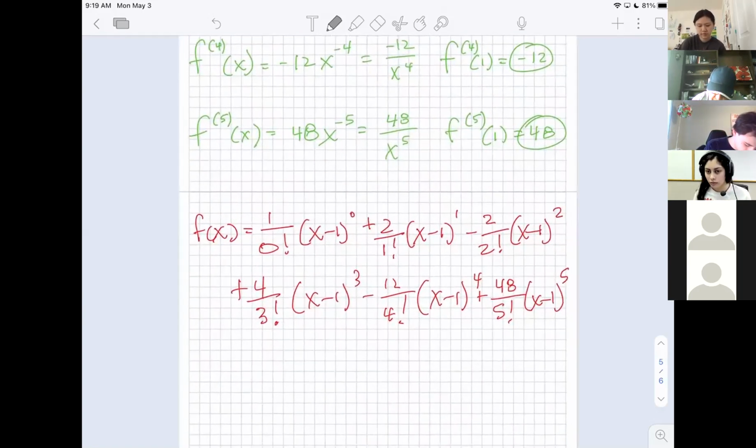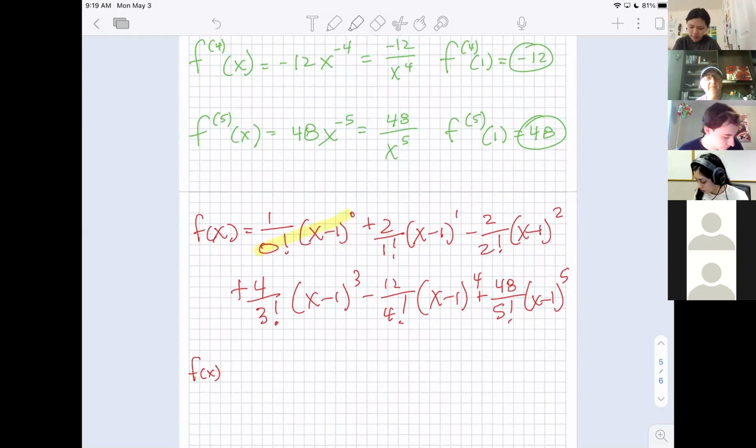And now if I clean this up just so it looks beautiful, what does this whole first term become here? Stare carefully, because it looks like it should be 0, but it's not. x minus 1 to the 0, anything to the 0 is 1. And then 0 factorial is even 1. So you actually have 1 over 1 times 1. So that actually doesn't go away like you might have thought. And then the next term is 2 over 1 factorial. That's just 2, and x minus 1 to the first, you might as well write it like that. And then it's minus 2 over 2, so that's actually minus 1.